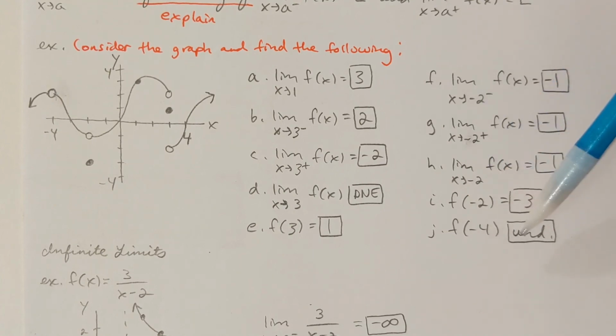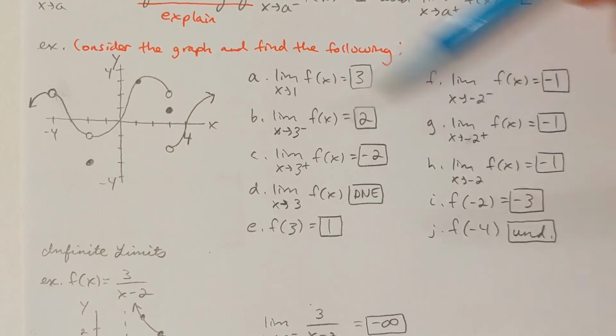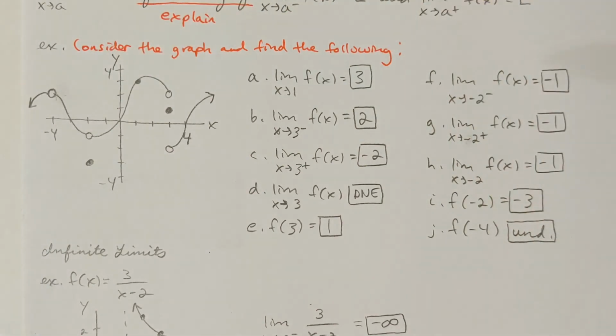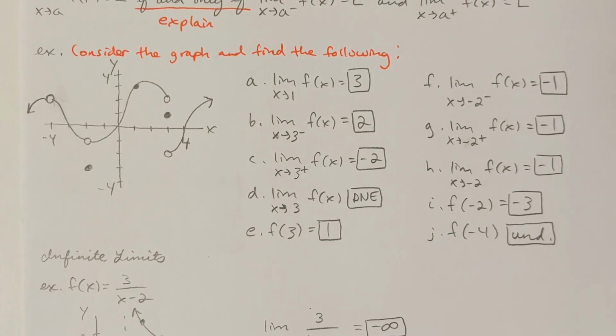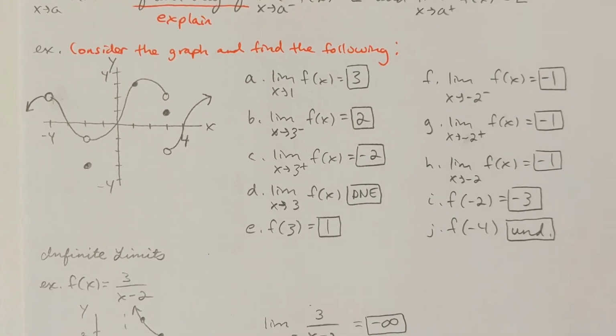f of negative 4, that's undefined. Well, yeah, negative 4 is not in the domain of the function. I've got an open circle there. All right, so I'm not defined at negative 4. Okay, and we'll go ahead and stop there.